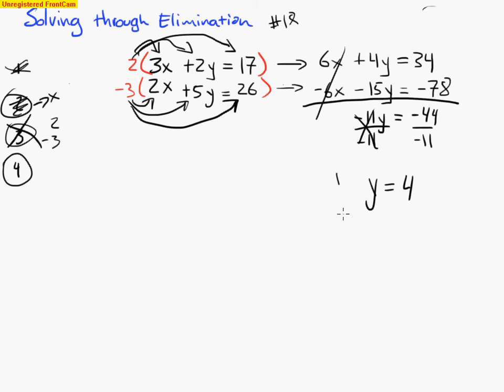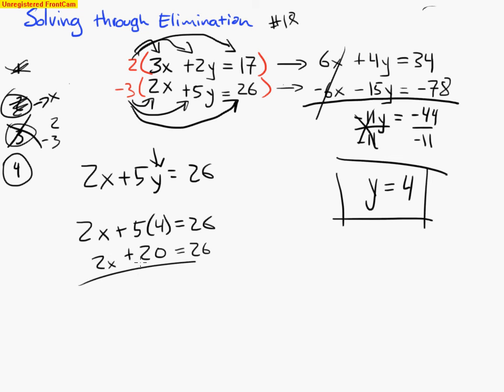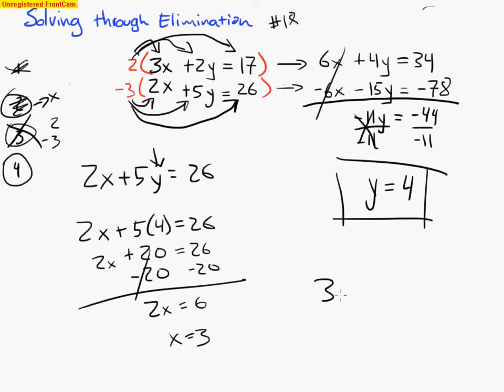Step number 4 says take this guy, plug it in. So let's plug it into this one. 2x plus 5y equals 26. So I'm going to take the 4 and put it here. 2x plus 5 times 4. It was 26. This is 20. So next step I'm going to subtract 20 from both sides. Cross that out. 2x equals 6. So x equals 3. 3, 4.